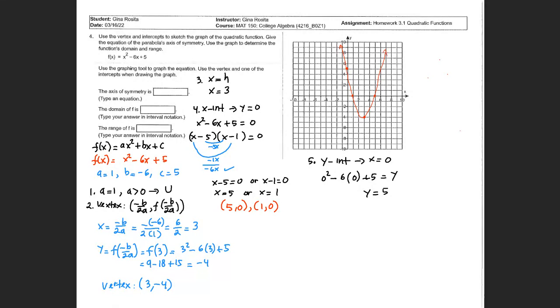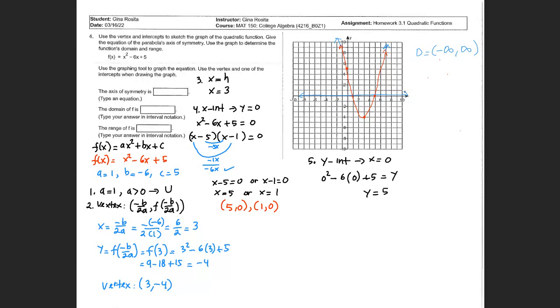It's better than before. Now we see the graph. They ask about the domain. Remember, the domain is x. Look at the x over here, the blue one. Because the graph goes to infinity, the domain is from negative infinity to infinity.